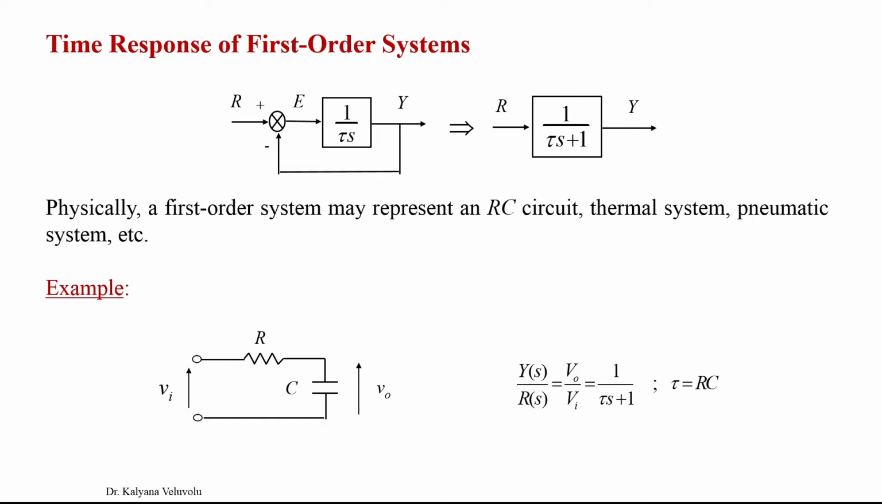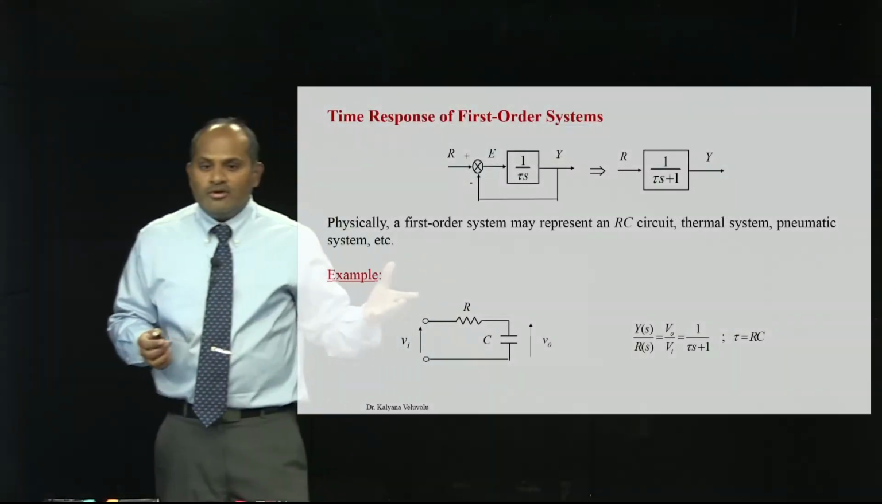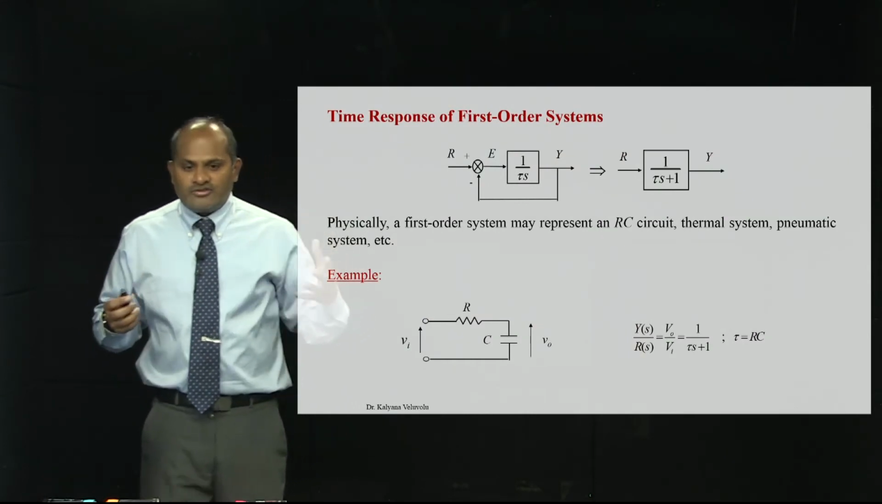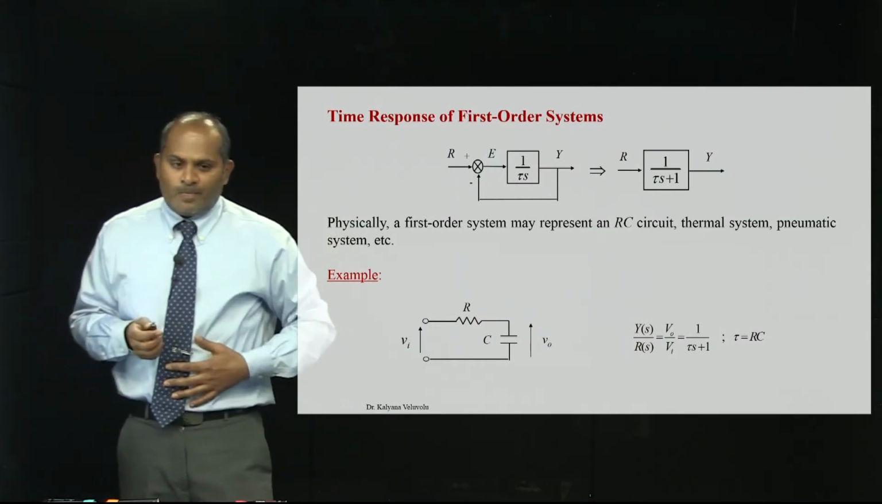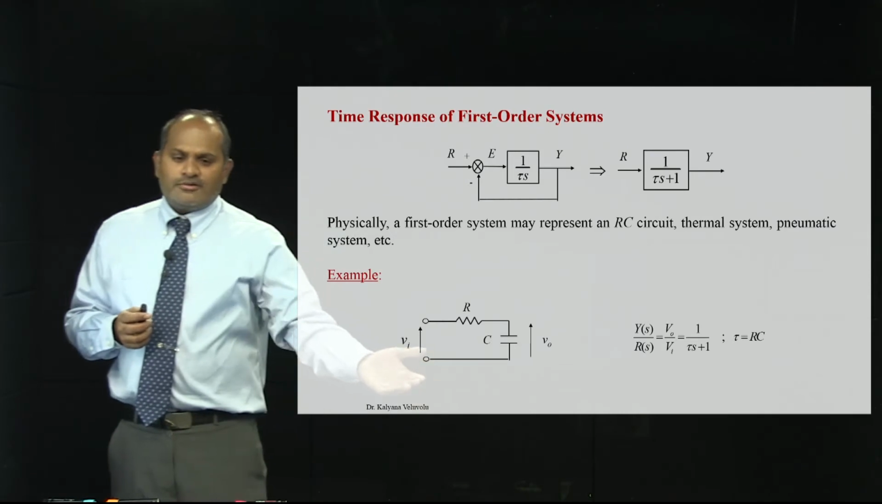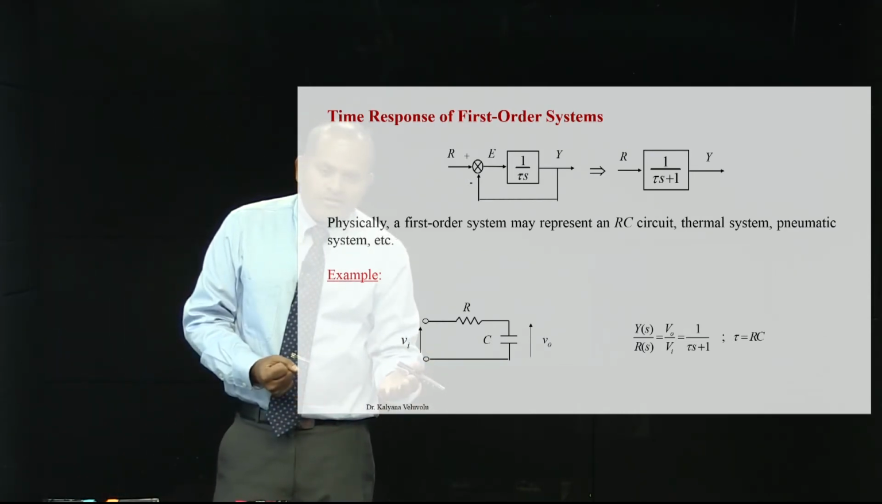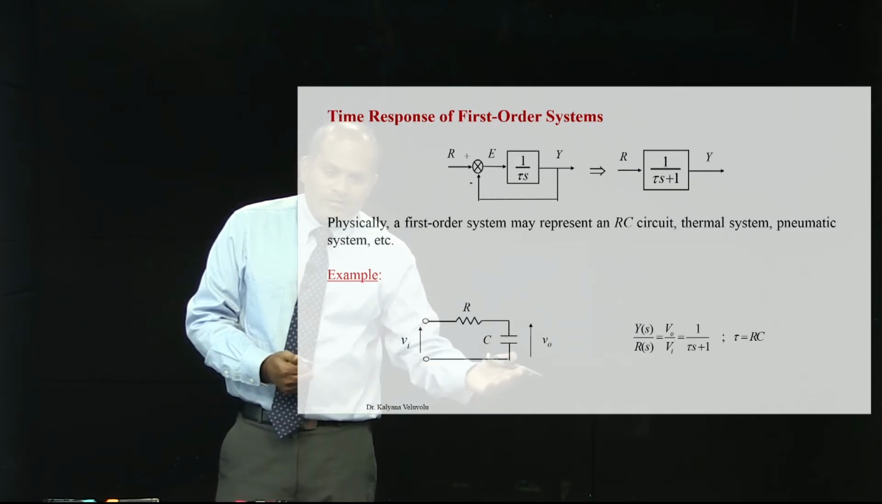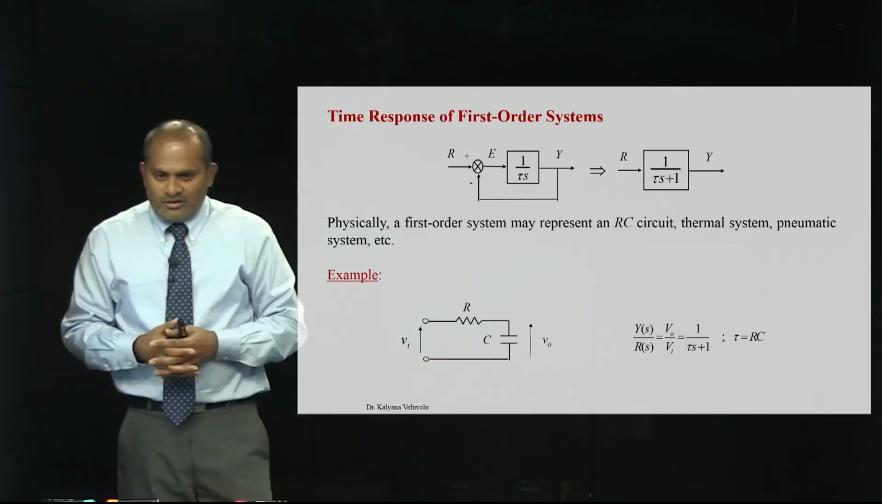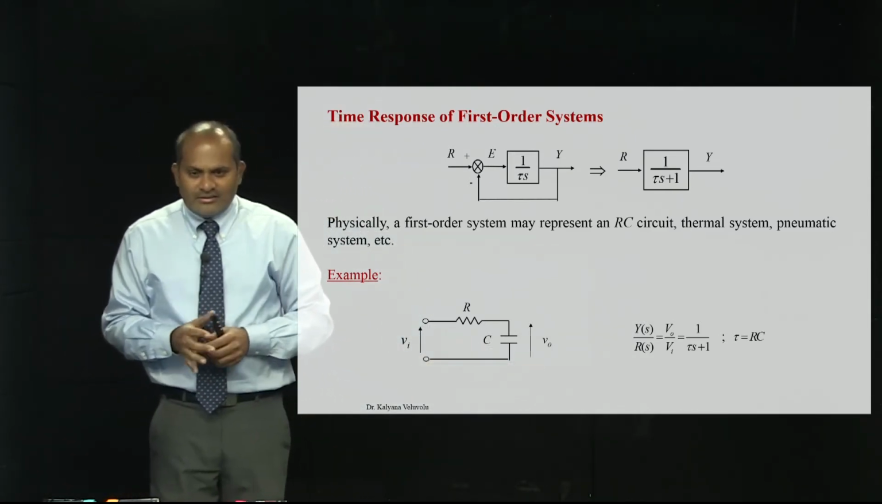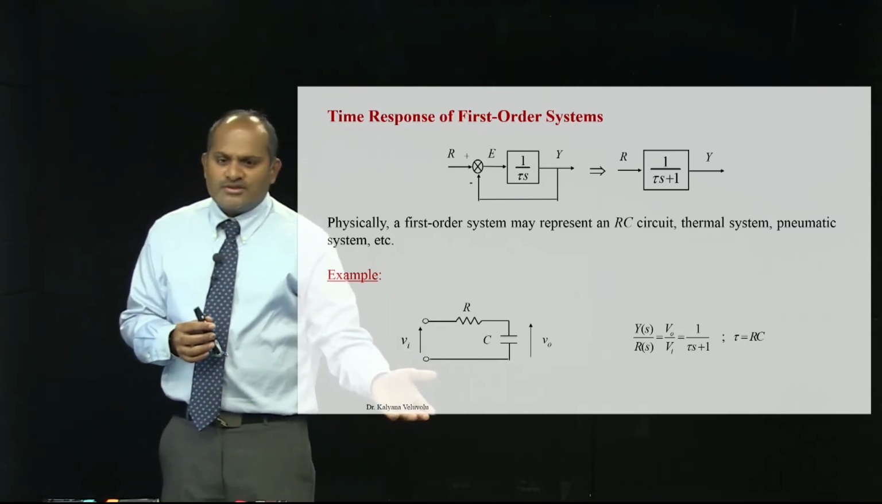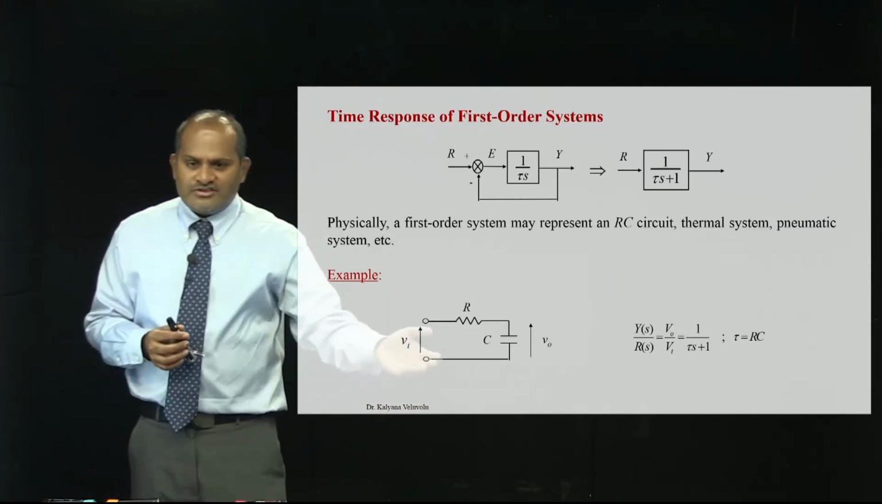Generally, first order systems represent RC circuits, thermal systems, pneumatic systems, etc. First order systems are very popular. We generally have a lot of systems that are first order systems. Now, have a look at this circuit. The input is voltage Vi, the output is V0. If you try to recollect, this is the circuit for a low pass filter, or what we call an RC circuit.